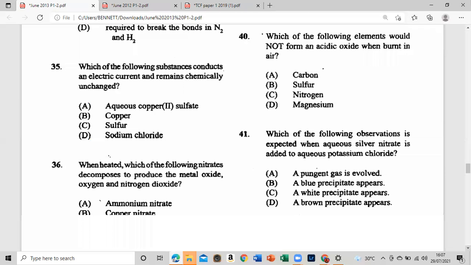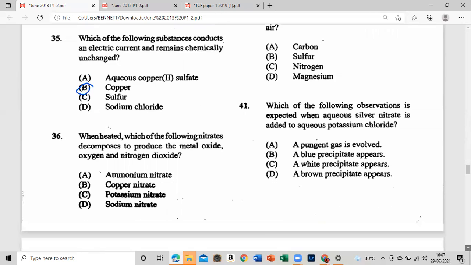Which of the following substances conducts an electric current and remains chemically unchanged? Is it aqueous copper(II) sulfate, or is it just copper, or is it C sulfur, or is it D sodium chloride? It is copper.